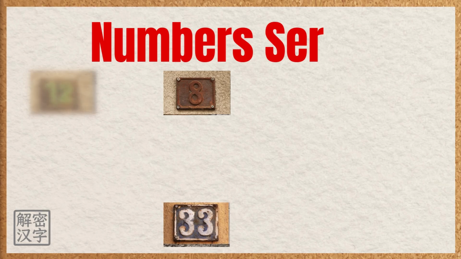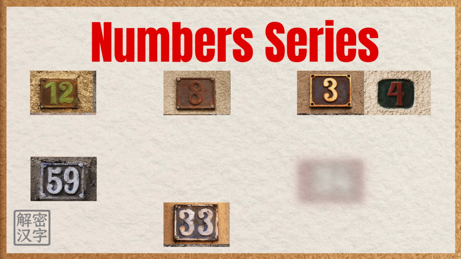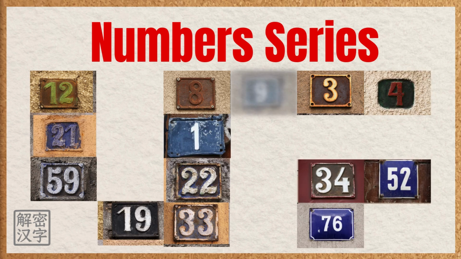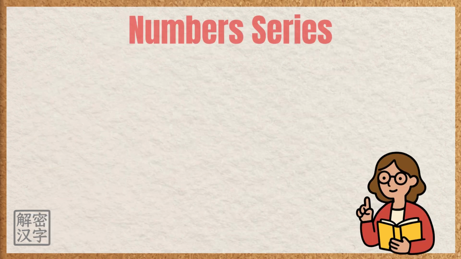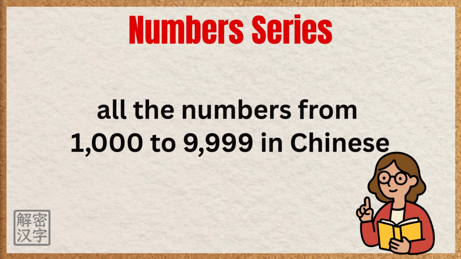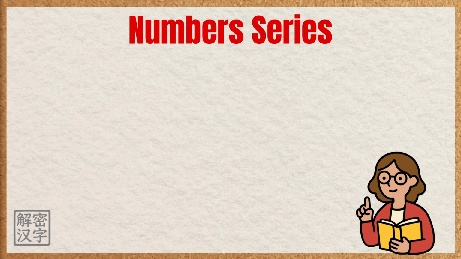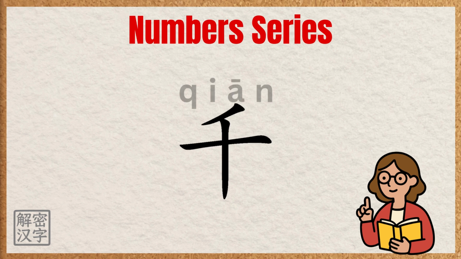Let's continue our number series. Stick with me. By the end, you'll definitely be able to say any number in Chinese with ease. Today, we're going to learn how to read all the numbers from 1,000 to 9,999 in Chinese. Before we get started, let's learn one important character, qian.